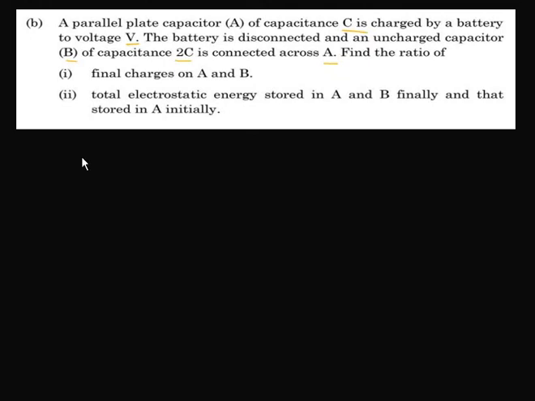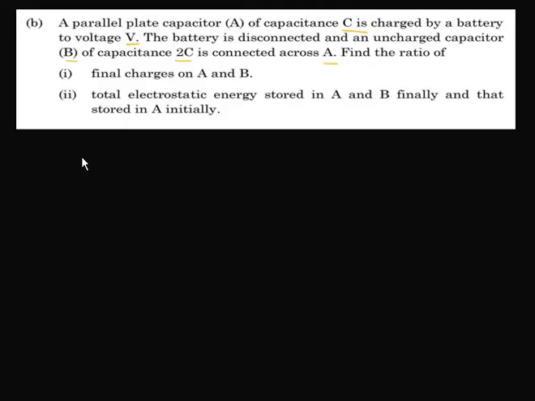A parallel plate capacitor A of capacitance C is charged by a battery to voltage V. The battery is disconnected and an uncharged capacitor B of capacitance 2C is connected across A. Find the ratio of final charges on A and B, and the total electrostatic energy stored in A and B finally, to that stored in A initially.